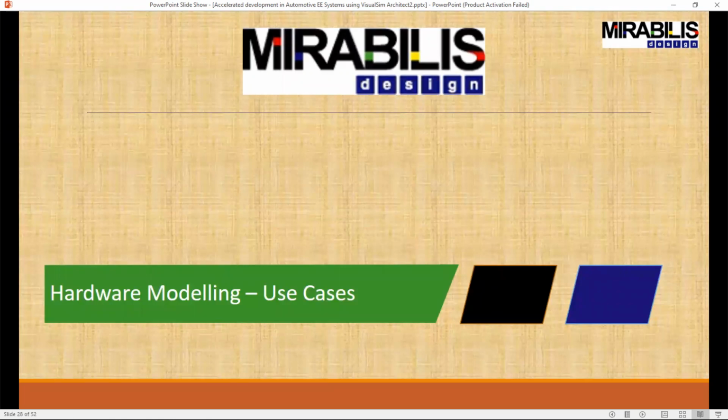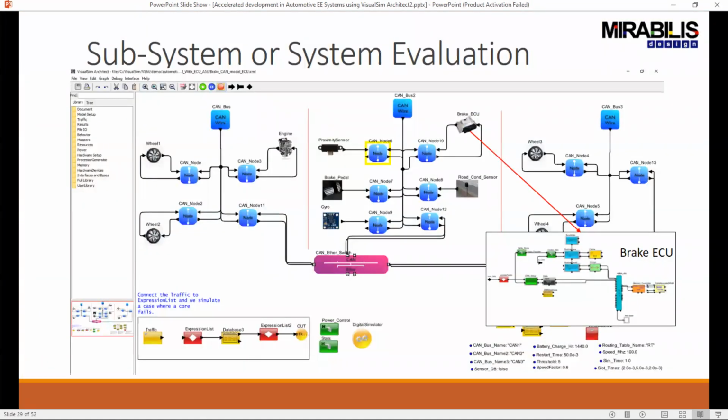So now we are going to look at some of the hardware modeling use cases. Here we have a subsystem, or for a system evaluation, we can use a system like this. Here we have the top level model where we have CAN networks, with each of the sensors connected to each of the nodes. Then we have the brake ECU. Within this brake ECU, we can see the processor or ECU system, the memory system, and the bus networks all being set up in the same model. All of these are set up using the library components available on the left-hand side.